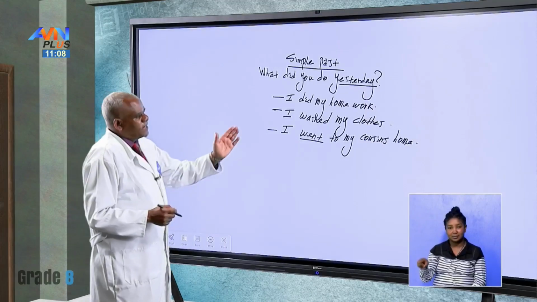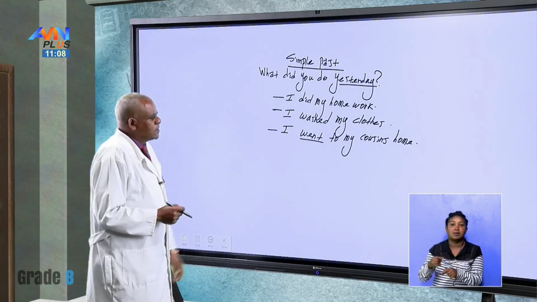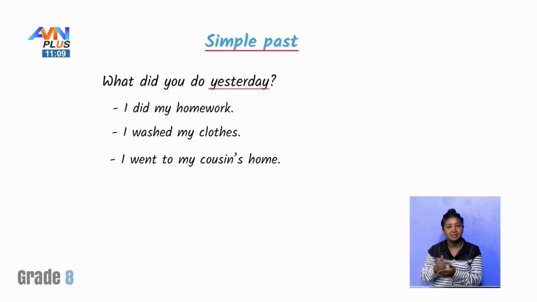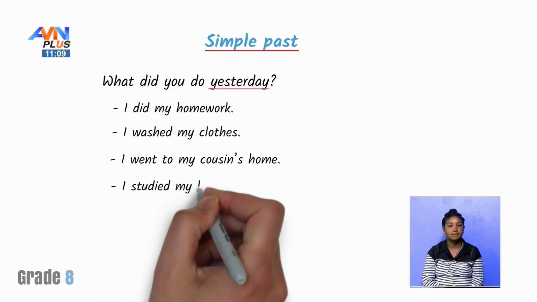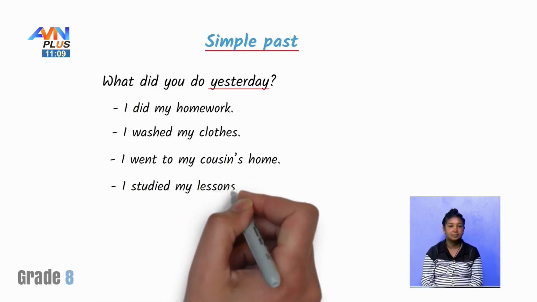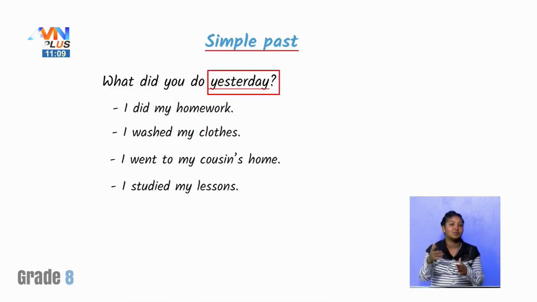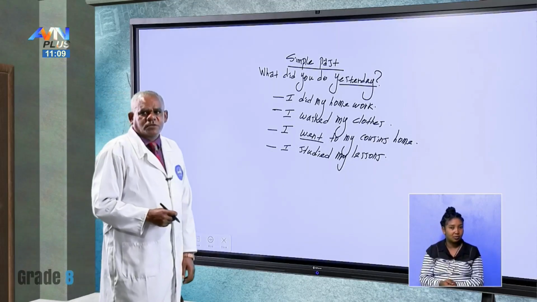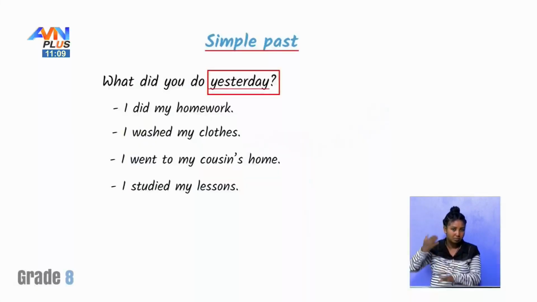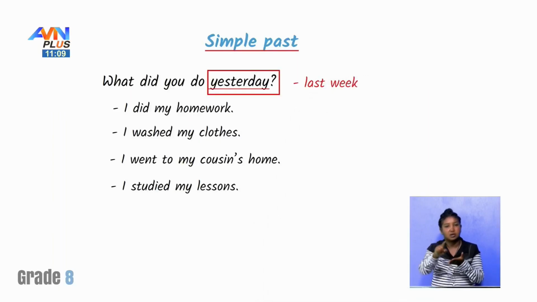Look, I did my homework, I washed my clothes, I went to my cousin's home or house, or I studied my lessons. Don't forget, still now we are talking about what you did yesterday. It's not only yesterday. There are some other time expressions possible here. Last week is also possible, right? Ago is also possible, right?